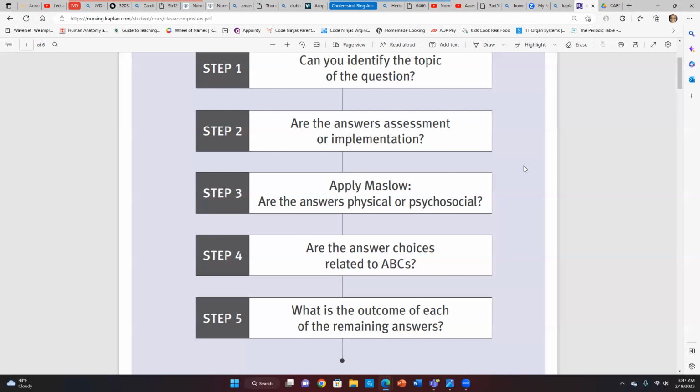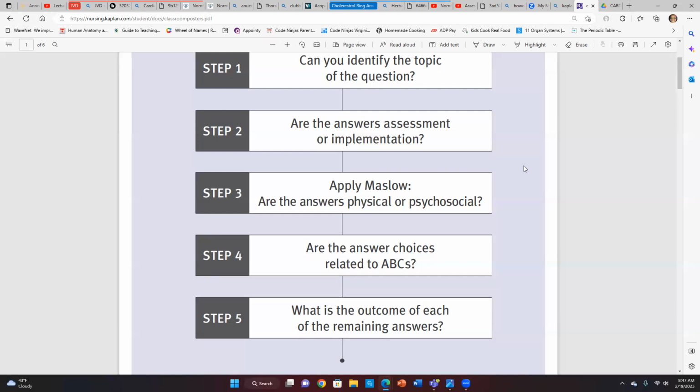And then we have to also look at ABCs, airway, breathing, circulation, and that's the next step in the decision tree. Are these answer choices related to ABCs, airway, breathing, circulation? If I have a patient that is depressed, I better take care of their compromised airway before I deal with their depression. Because guess what? If they don't have an airway, they're not going to be alive. Okay, so that's what that is talking about.